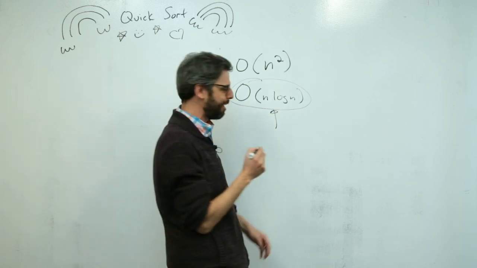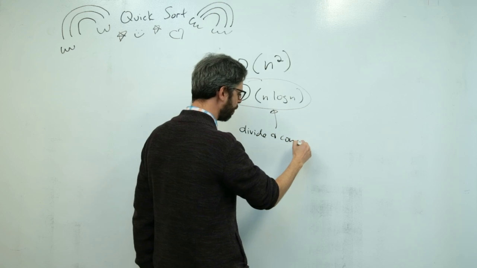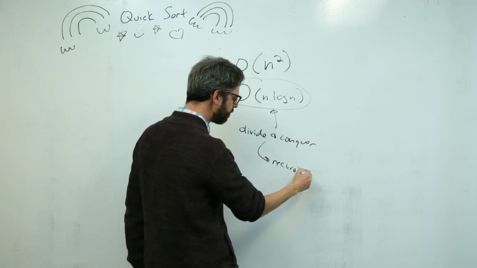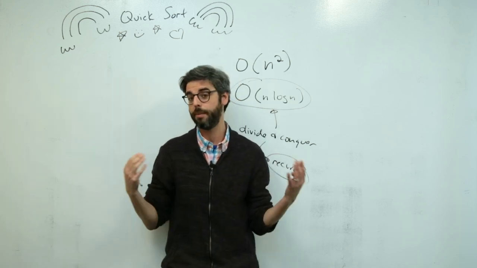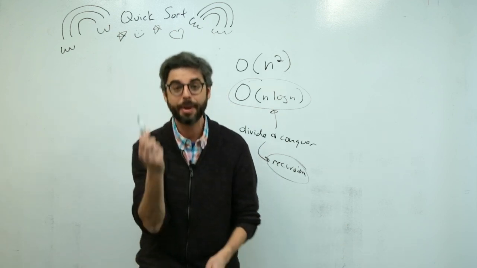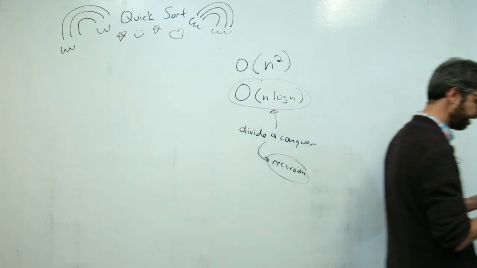But one of the things I love about the Quicksort is its divide and conquer approach that requires recursion. So I've done a lot of things with recursion on this channel before, more in computer graphics or drawing a fractal tree or some other type of recursive pattern. But here we're going to see a recursive function, a function that calls itself.